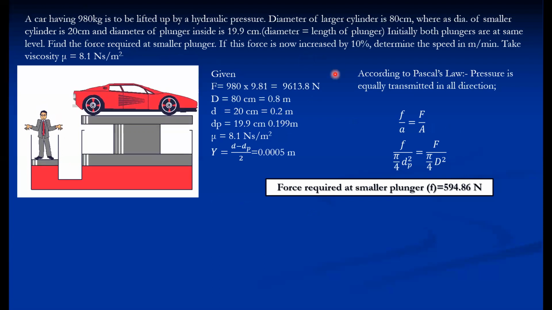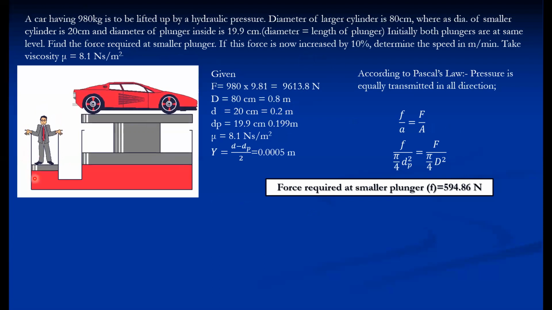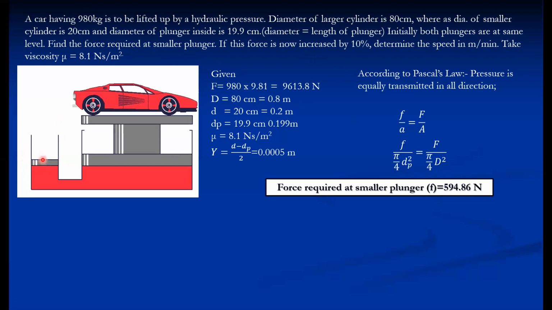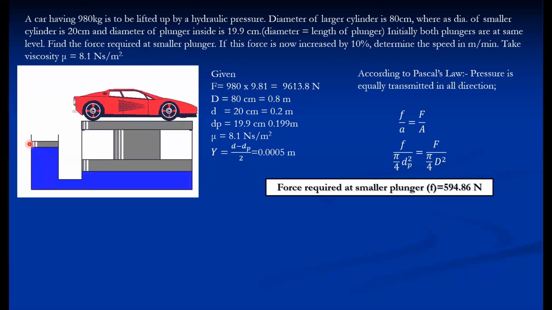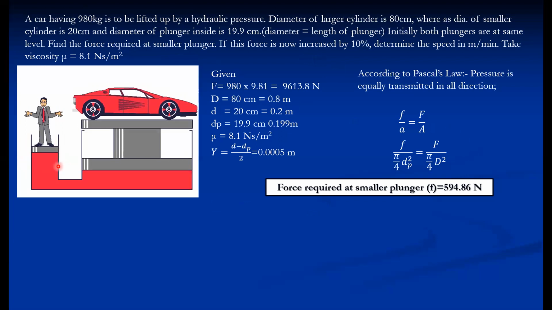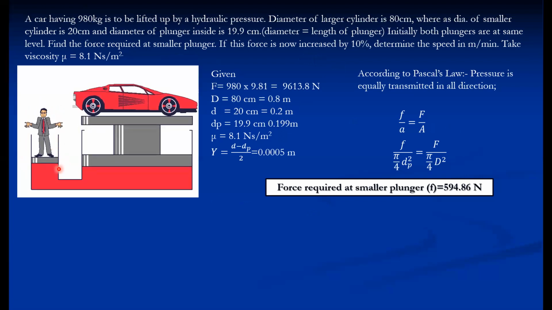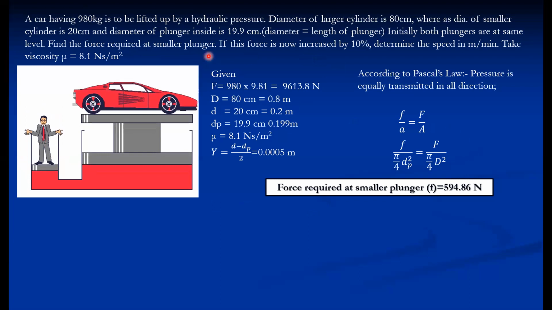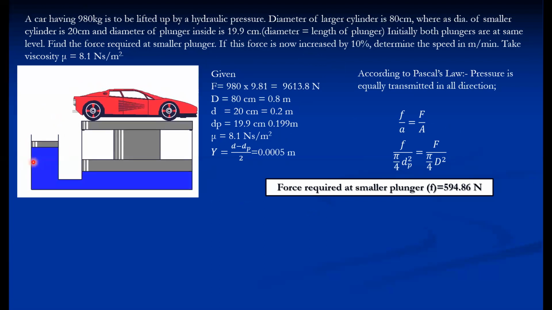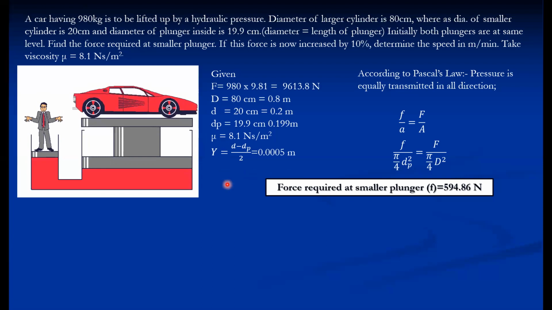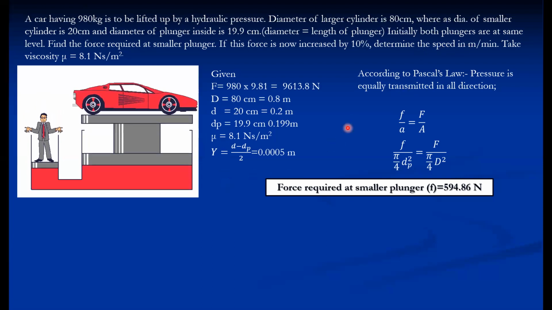Then if this force is now increased by 10%, now we have to calculate the speed. In order to calculate the speed, some lubrication is used to avoid friction. In between the sliding surfaces or space, this lubricant is used. So the thin film between the plunger and the small piston can be calculated, that is Y. Now the speed is calculated according to Newton's law of viscosity.